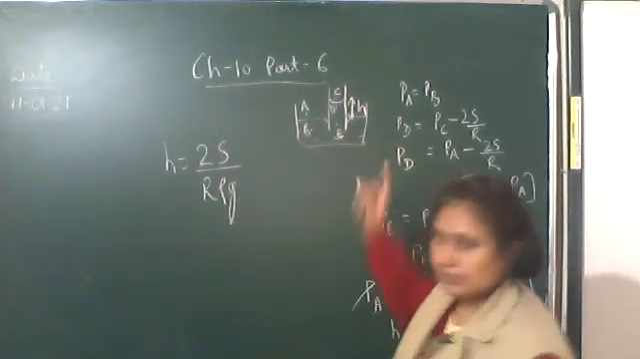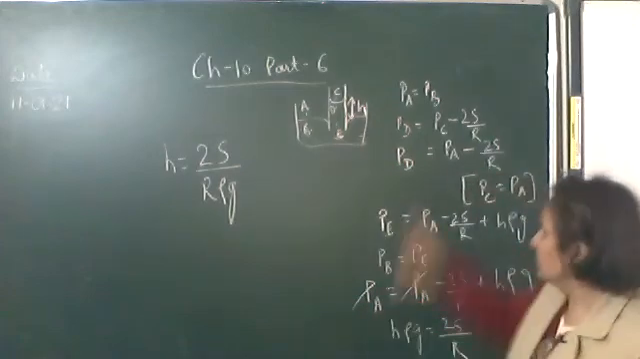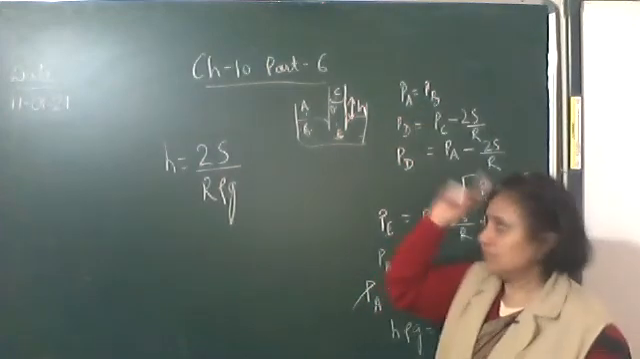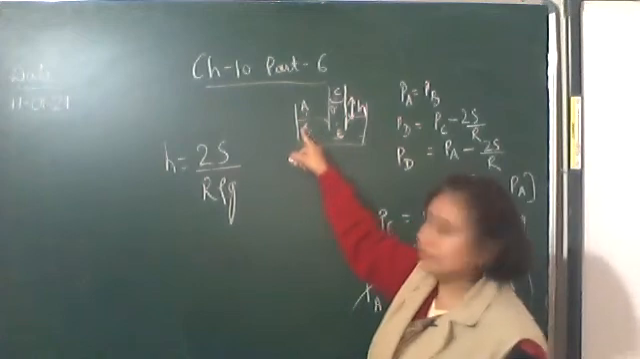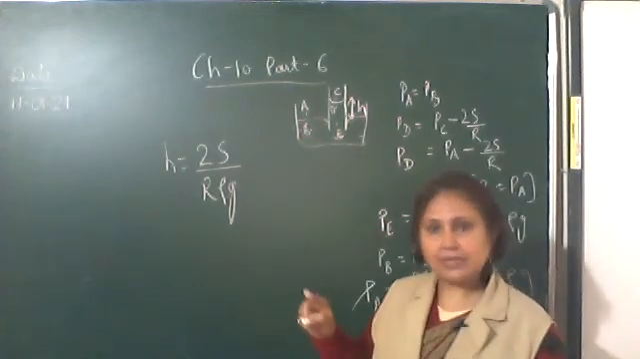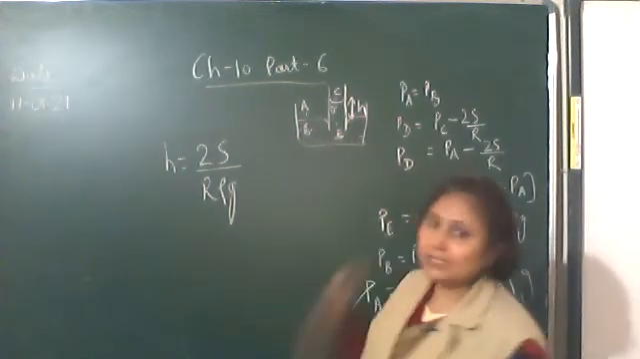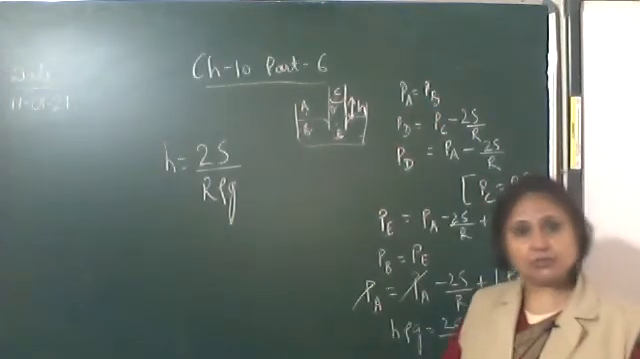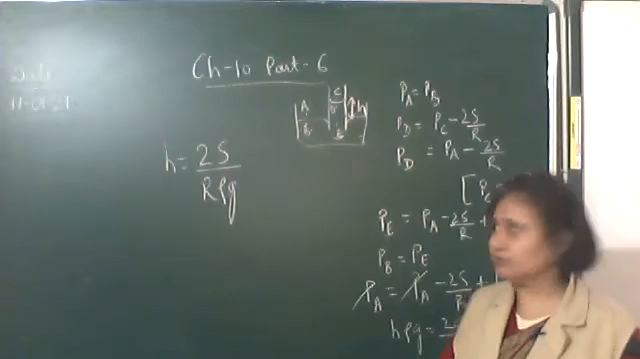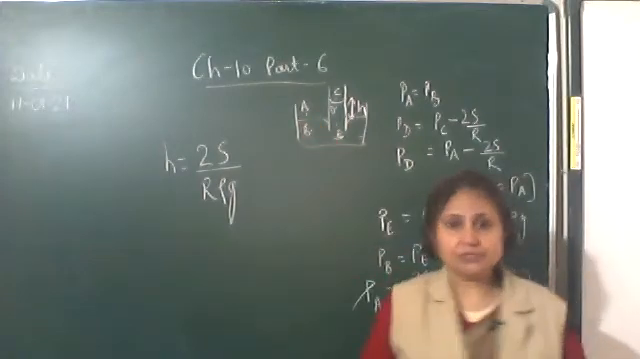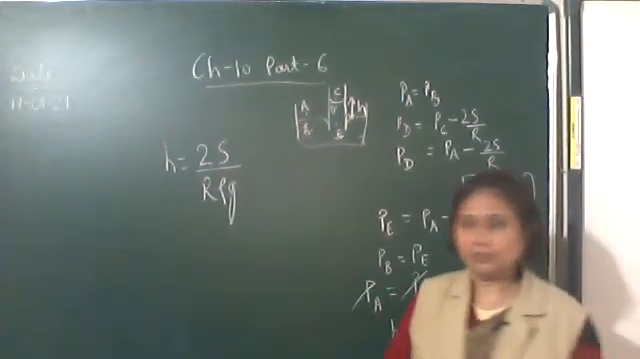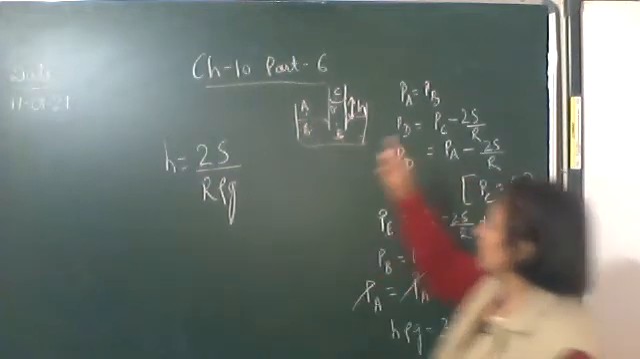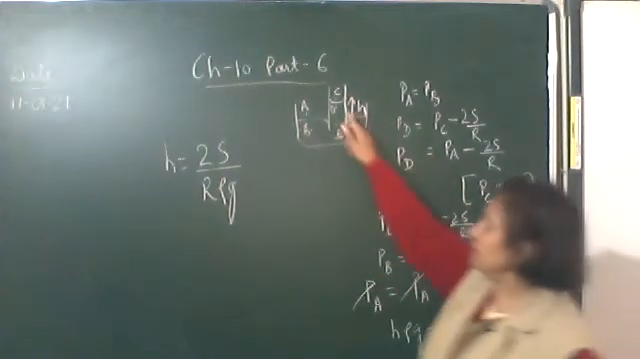Where R is the radius of curvature, we'll come to it just now. Let's once again revise it. We consider 2 points where the liquid surface is plane. So the pressure at point A will be equal to the pressure at point B, which is the atmospheric pressure. Which pressure is acting? Atmospheric pressure. So the pressure at point A is equal to the pressure at point B.